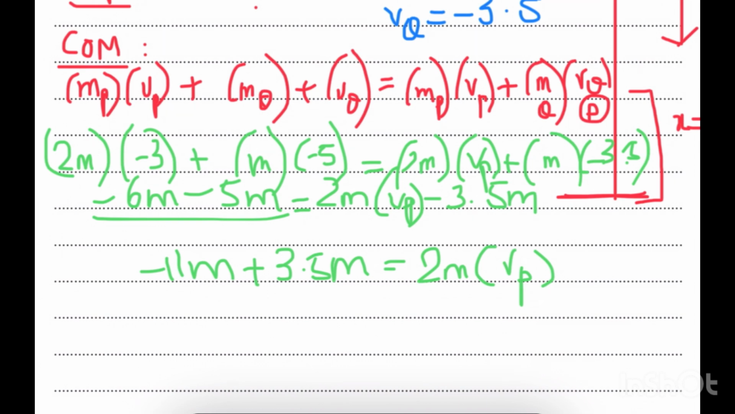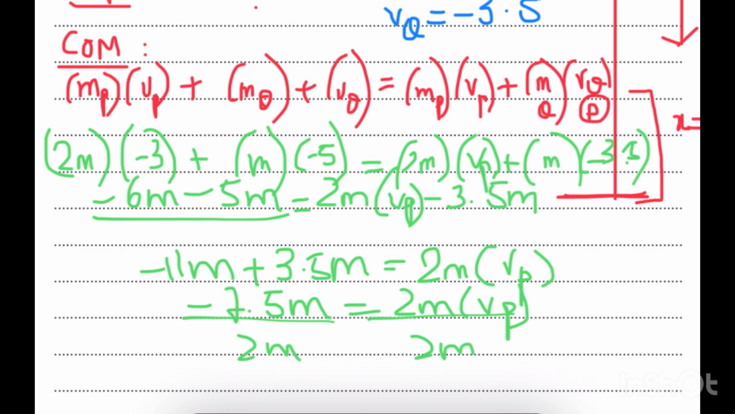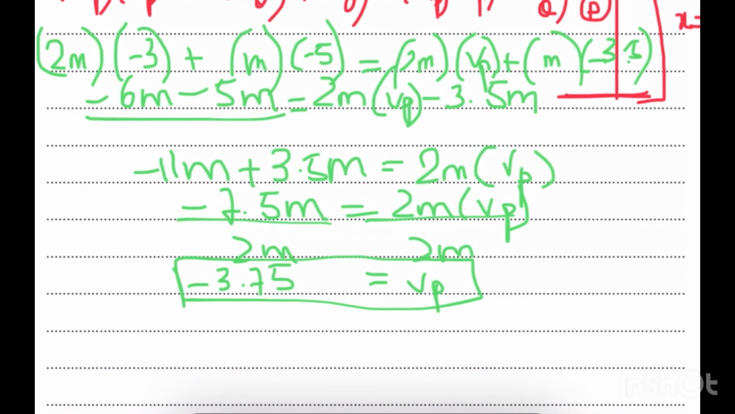Minus 11m plus 3.5m is minus 7.5m, and dividing by 2m on both sides, we find out the velocity of P after the collision is minus 3.75. So again, this reinforces the fact that P is moving downwards.